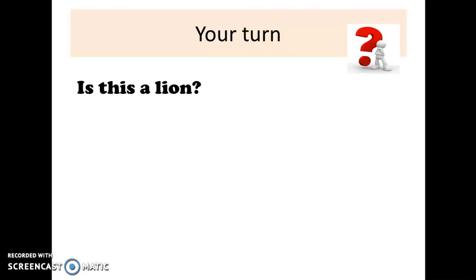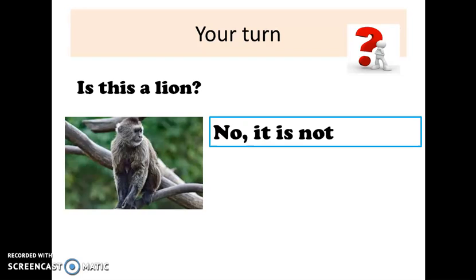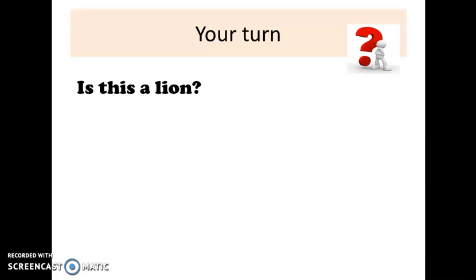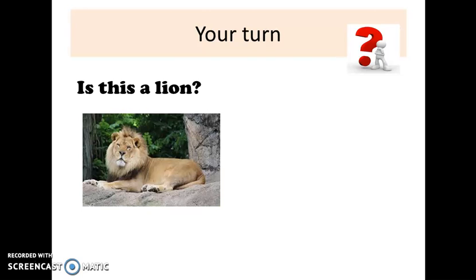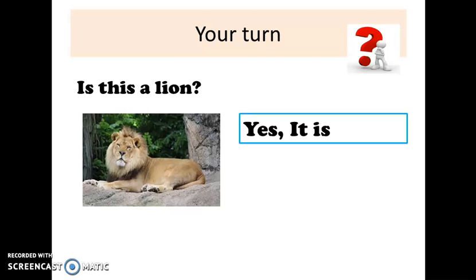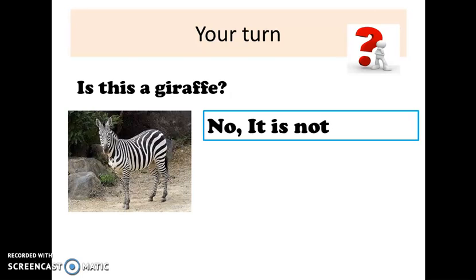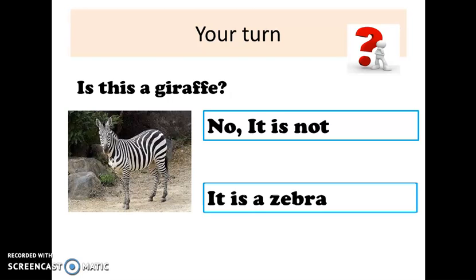Is this a lion? No, it is not. Good. No, it is not. What is this? ¿Qué es esto? What is this? It is a monkey. Very good. It is a monkey. Is this a lion? Yes, it is. Very good. Is this a giraffe? No, it is not. Very good. What is this? ¿Qué es esto? A zebra. Good. It is a zebra.